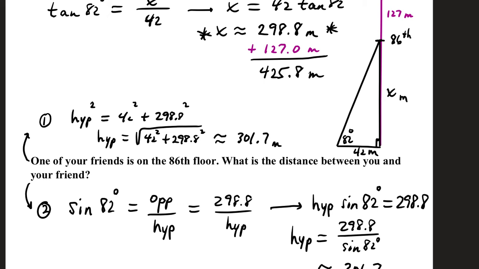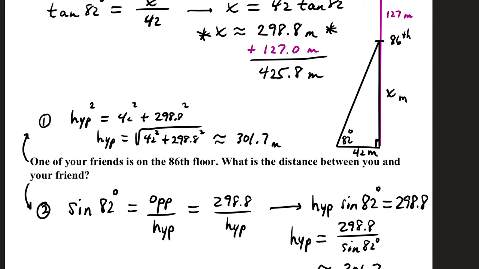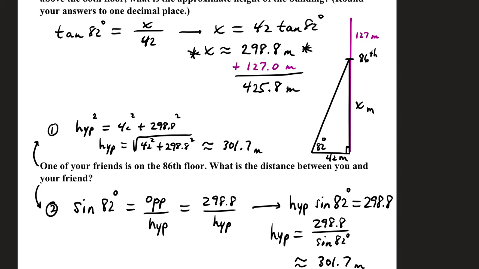I sketched in the information, sketched a right triangle, 42 meters from the base of the building. We don't know how tall the building is, but we're going to find out. The total height of the building is another 127 meters up from the observatory. The approximate height of the building is what we're after. Okay, so let's put this together, see if we can take the clues and write it out. Angle of elevation was 82 degrees. From that angle, 42 is adjacent. X we don't know yet.